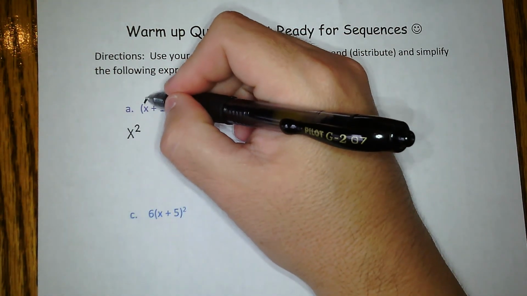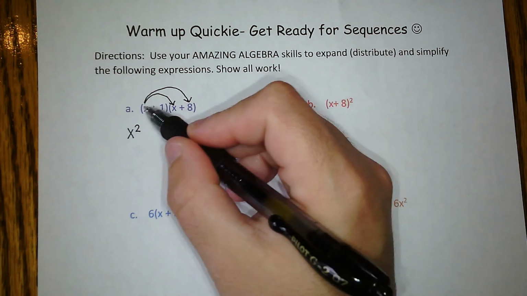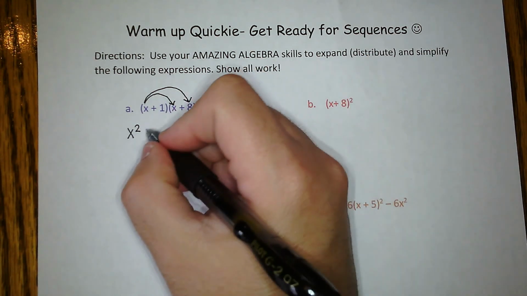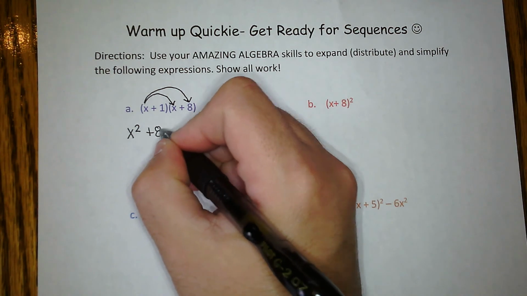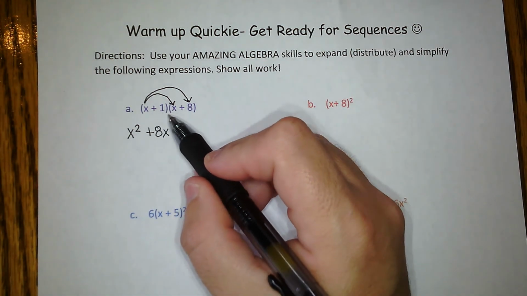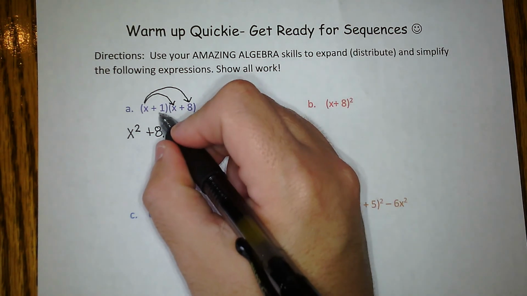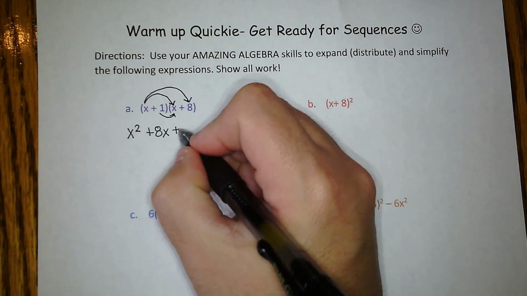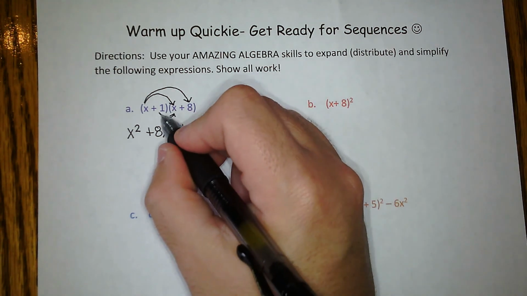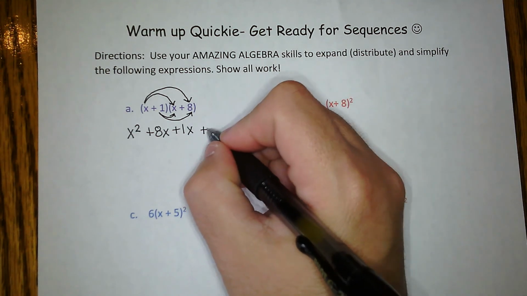And then we're going to distribute that x to positive 8. So we're going to do x times positive 8. X times positive 8 is 8x. Then we're going to take and distribute the positive 1, except now I'm going to go underneath. So I'm going to do positive 1 times x and positive 1 times 8. Positive 1 times positive 8 is positive 8.